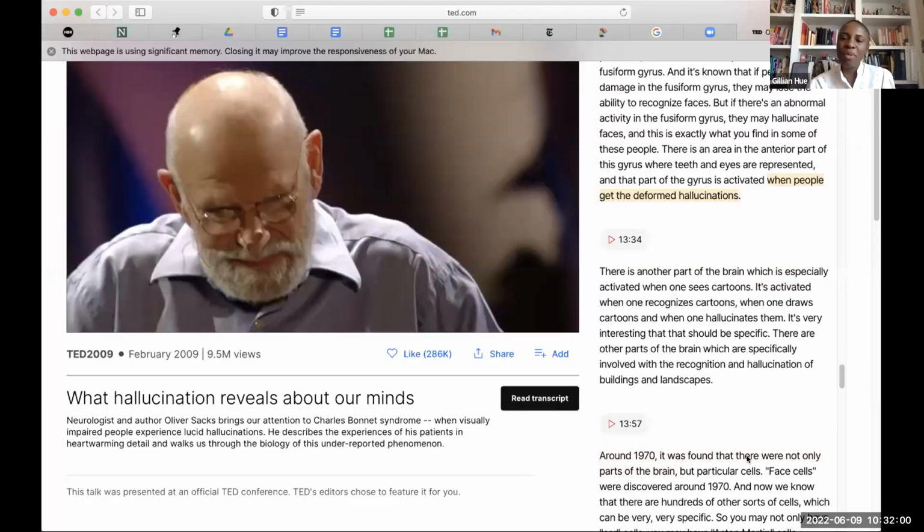So I don't have his slides to show you, but I definitely remember him going over this area and this gyrus and talking about where it would be that someone would have trouble with faces.